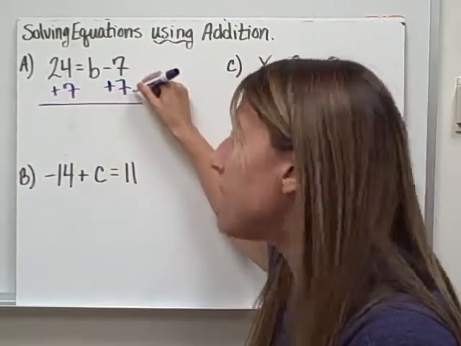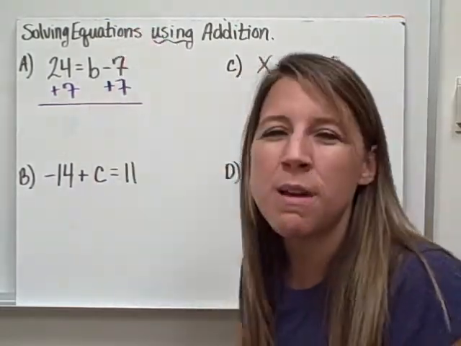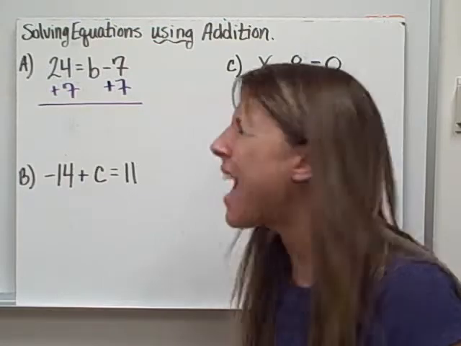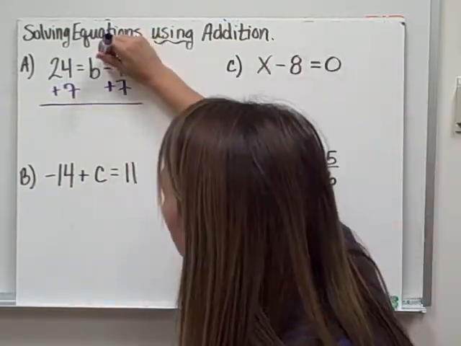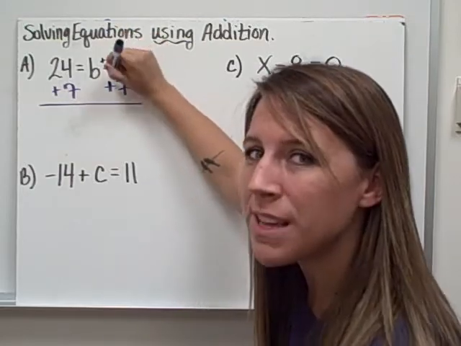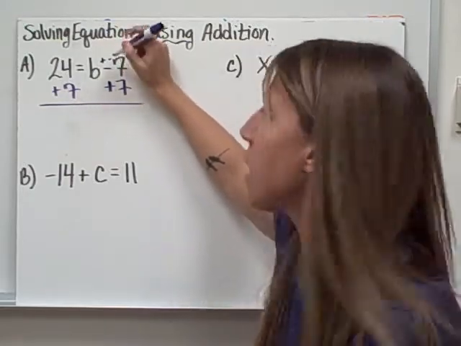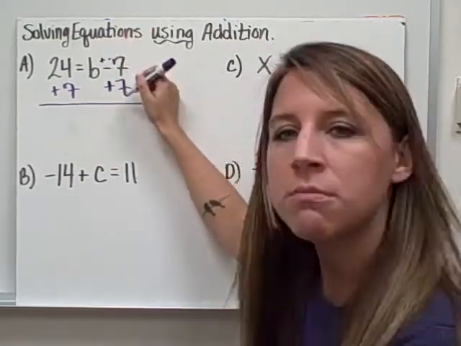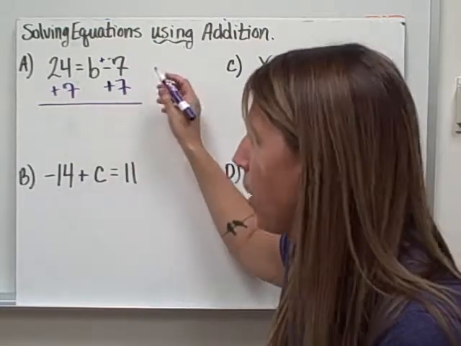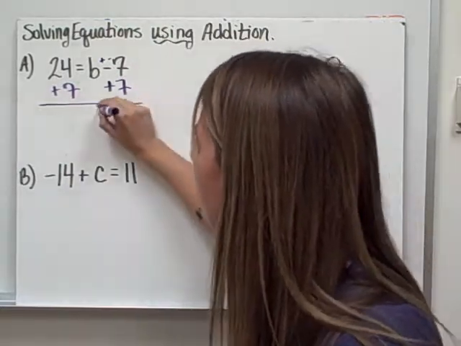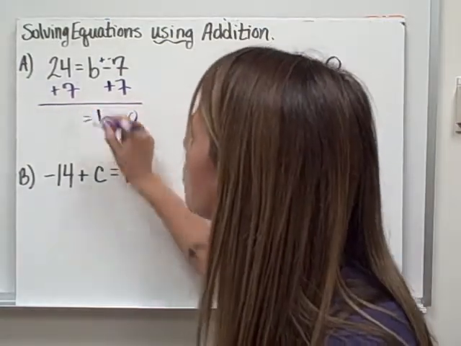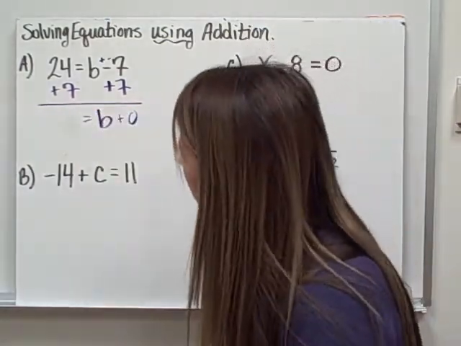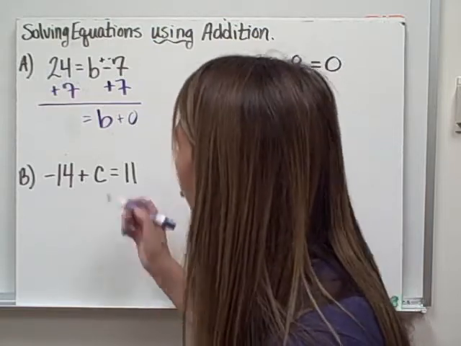Negative 7 plus 7, and I know that you may be confused saying, well, isn't that minus 7? Remember that it's also plus a negative 7 because we can make that change with subtraction. So negative 7 plus 7 is just 0. So you end up with b plus 0, technically, equals 24 plus 7, which is 31.